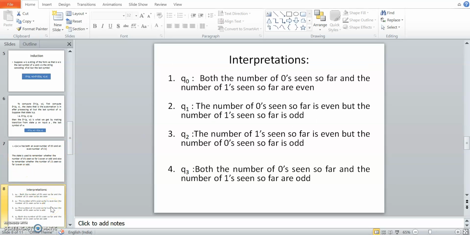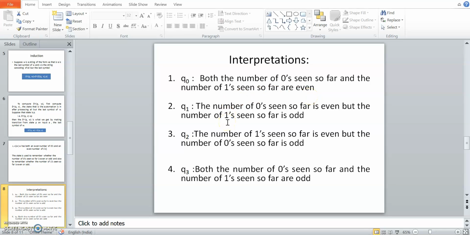So what are the interpretations while calculating the delta transition function? How will we do that? Prior to that, we should know how many states there are in the finite automaton and what they are. The interpretations are like this. First, we have to find the first state, which is the starting state. Initially, both the number of zeros seen so far and the number of ones seen so far are even, because both are zero. Zero is even, as we already saw.